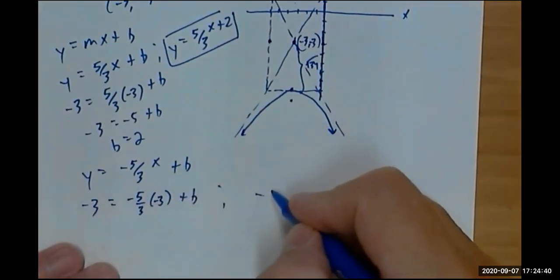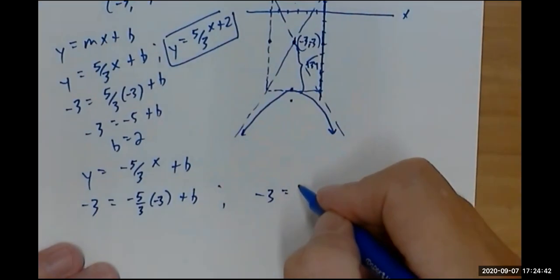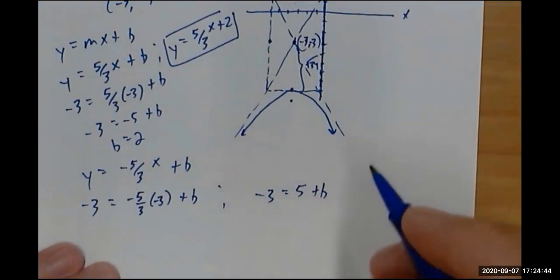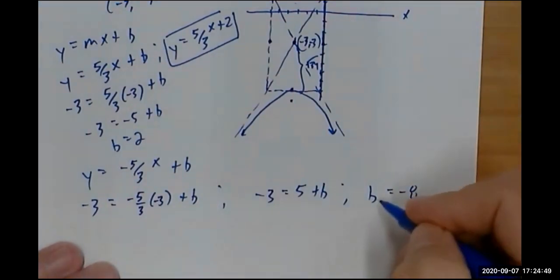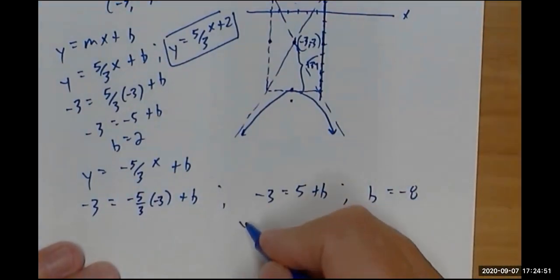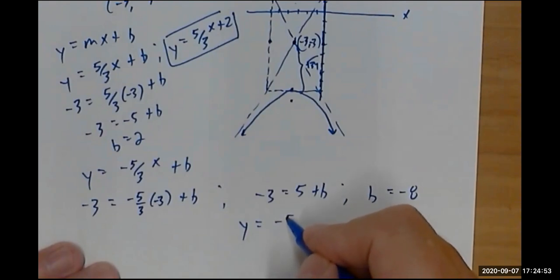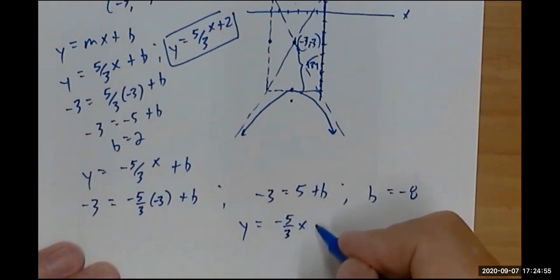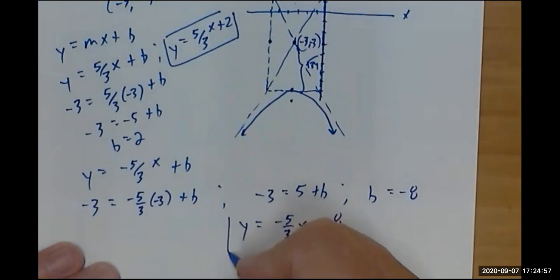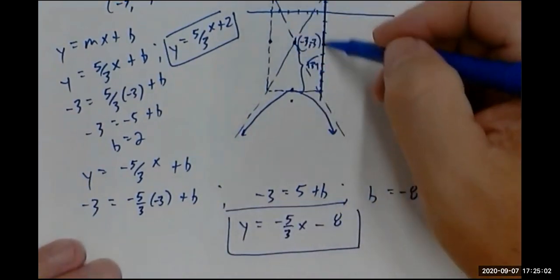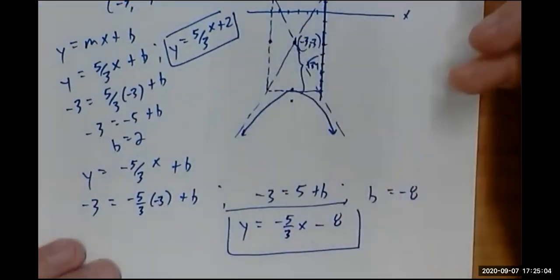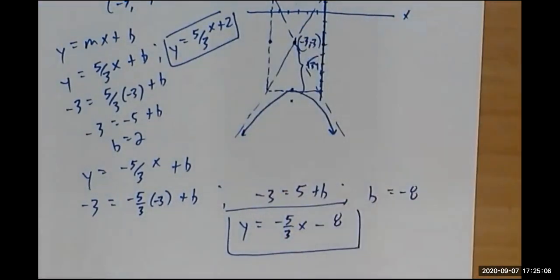Do the math here. You have -3 equals 5 plus b. Subtract 5 from both sides to solve, and you get b equals -8. So this one is -5/3 x minus 8. And that makes sense because here we're saying the y-intercept is -8. Here we're saying the y-intercept is 2. Things look like they're correct. I guess we'll find out in a minute.